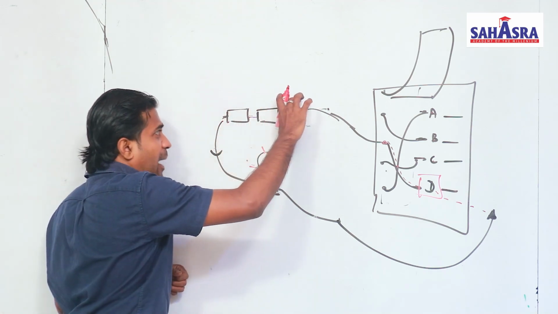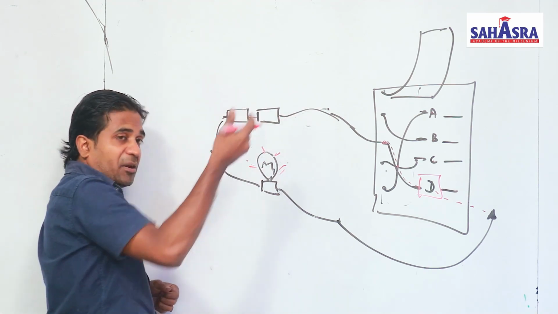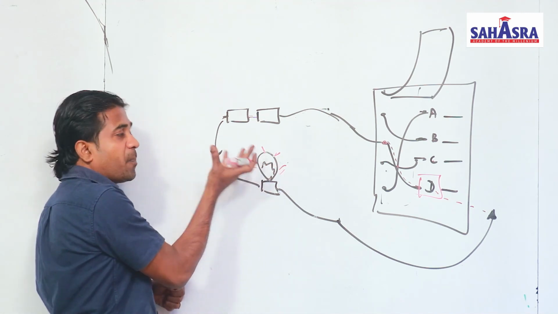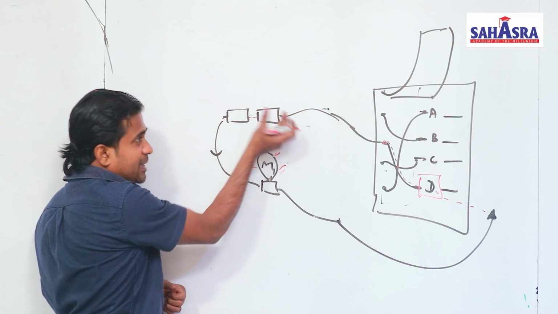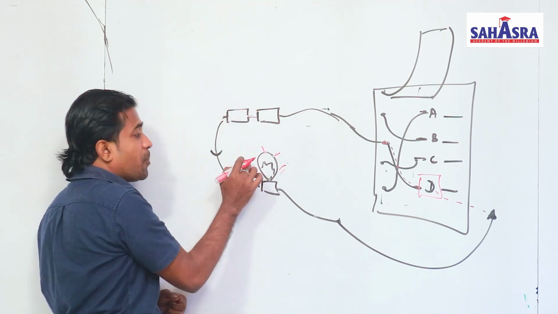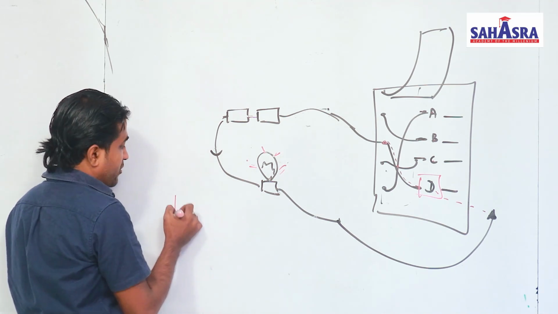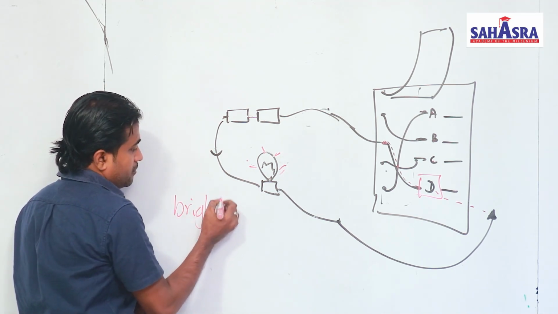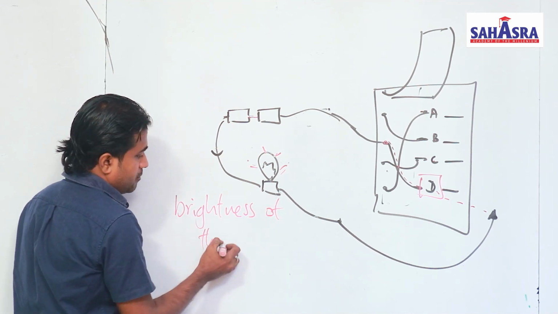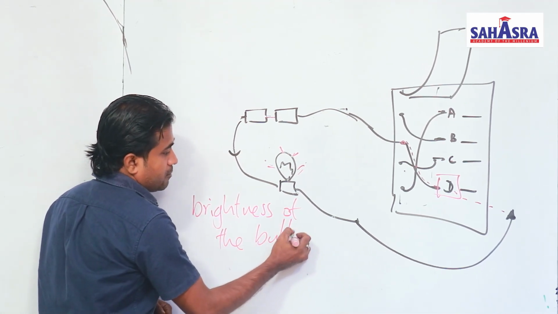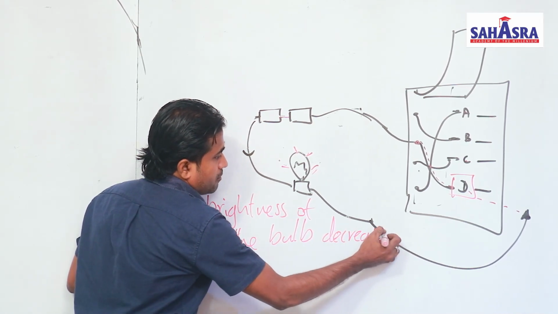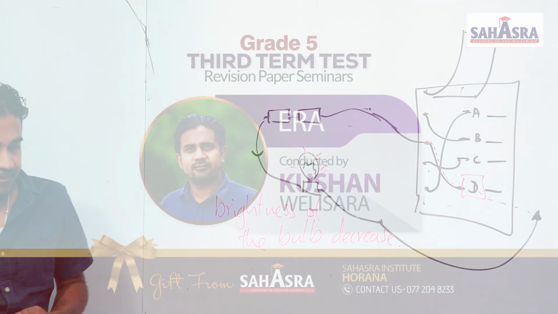When there are 3 batteries, much current will be supplied. So the bulb will light up with more brightness. But when you reduce the cell, the amount of current will decrease. So the brightness of the bulb will decrease. That must be the answer.